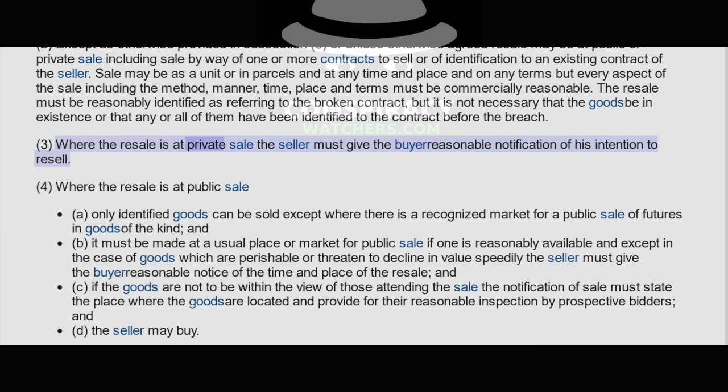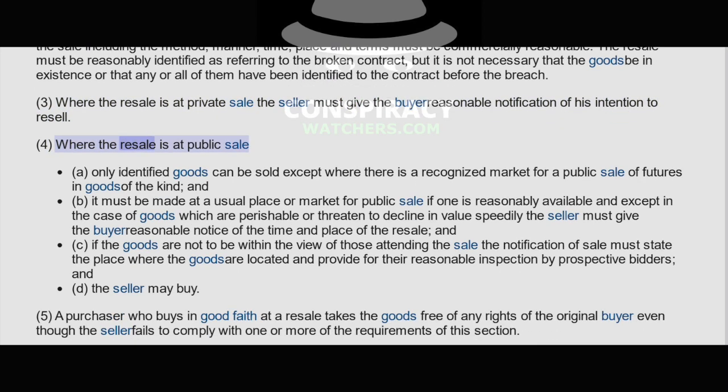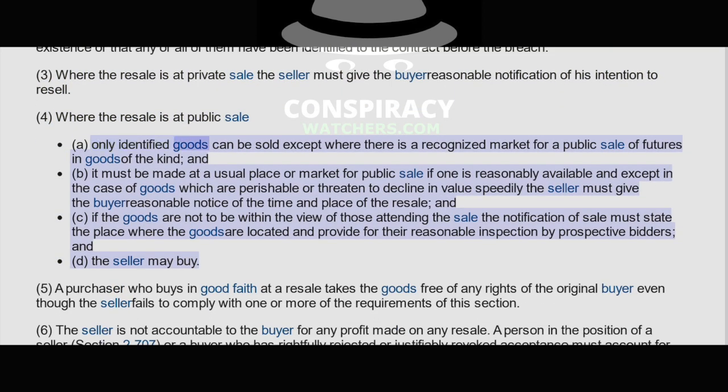Where the resale is a private sale, the seller must give the buyer reasonable notification of his intention to resell. Where the resale is a public sale, only identified goods can be sold except where there is a recognized market for a public sale of futures in goods of the kind, and it must be made at a usual place or market for public sale if one is reasonably available. Except in the case of goods which are perishable or threaten to decline in value speedily, the seller must give the buyer reasonable notice of the time and place of the resale. If the goods are not to be within the view of those attending the sale, the notification of sale must state the place where the goods are located and provide for their reasonable inspection by prospective bidders, and the seller may buy.